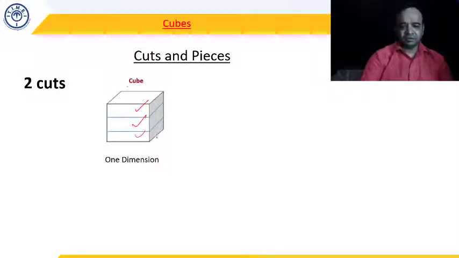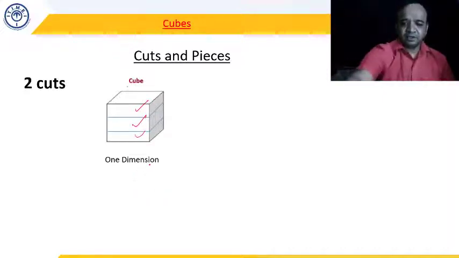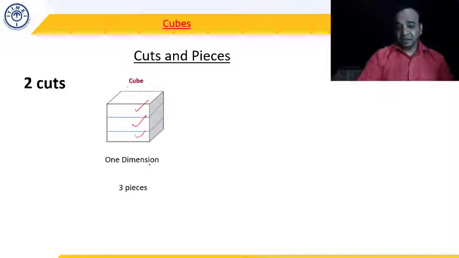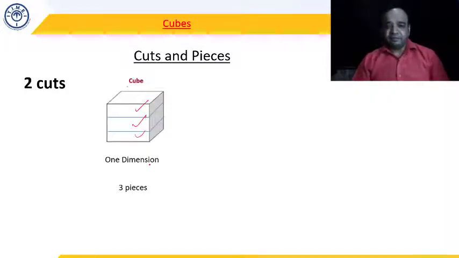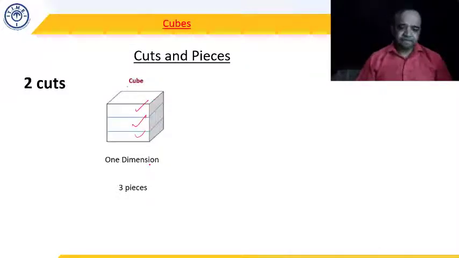2 cuts, 3 pieces. So the pattern remains the same as we have just discussed in the previous slide, and the number of pieces is written as 2 plus 1, that is 3 here. Now, this is one possibility of making cuts. Now, both the cuts can be applied in two dimensions.